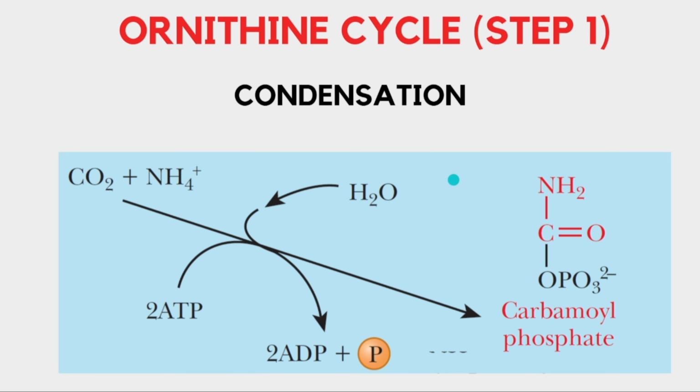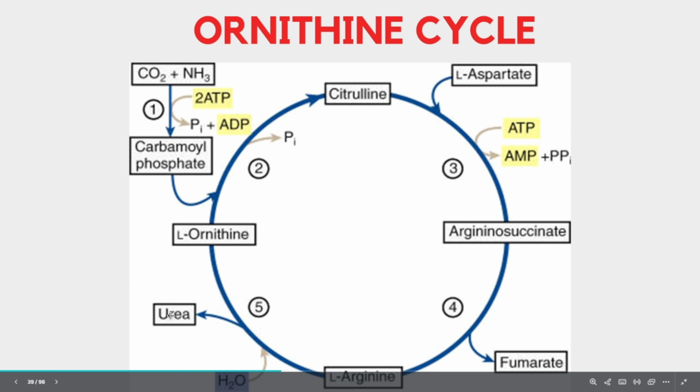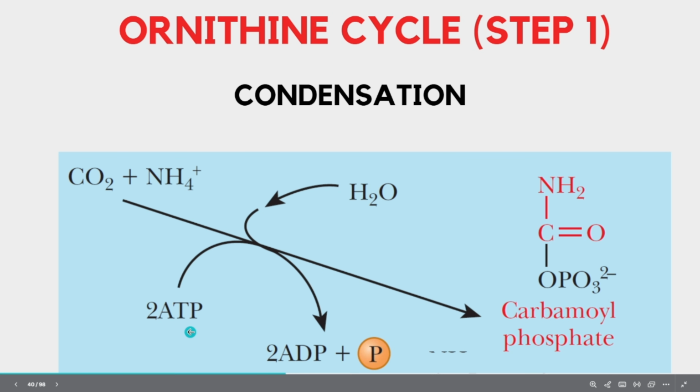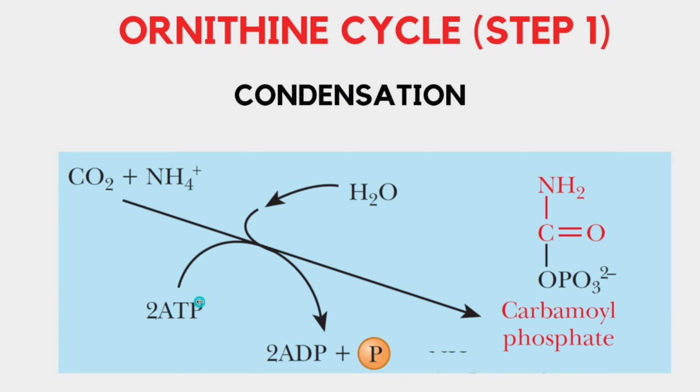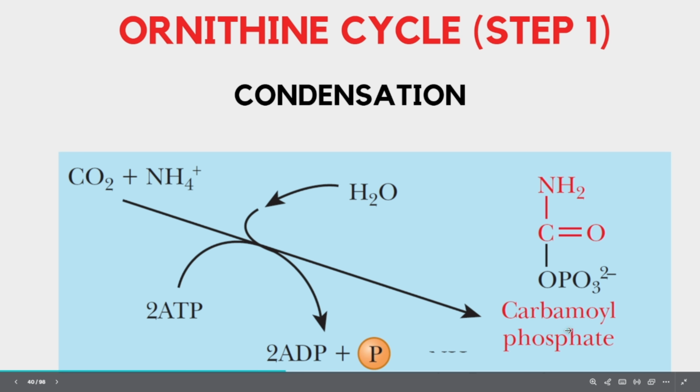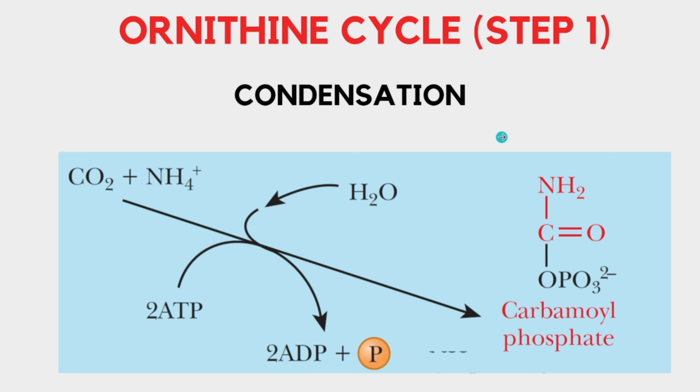So what is happening in the ornithine cycle? First of all, a condensation reaction: the ammonium ion that already formed from deamination reacts with carbon dioxide in a condensation reaction that requires water and 2 ATP, not only one, to form carbamoyl phosphate. This is happening in the mitochondria.